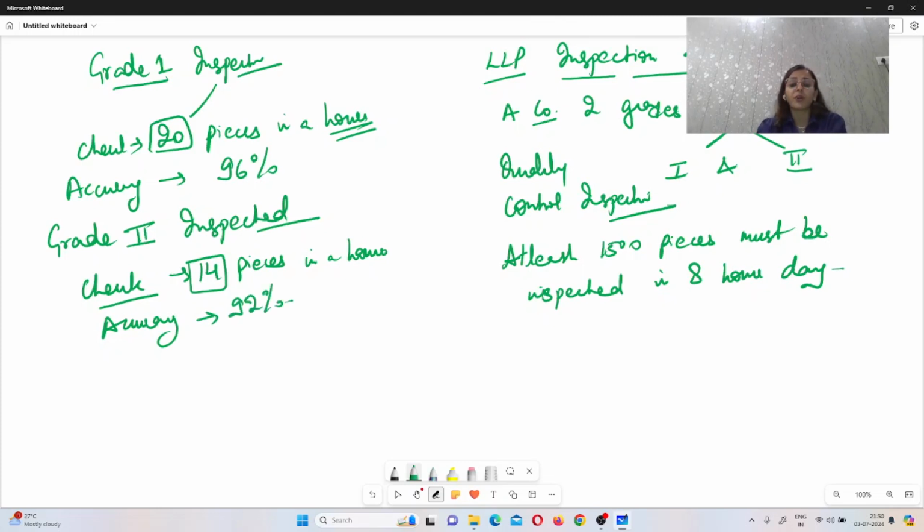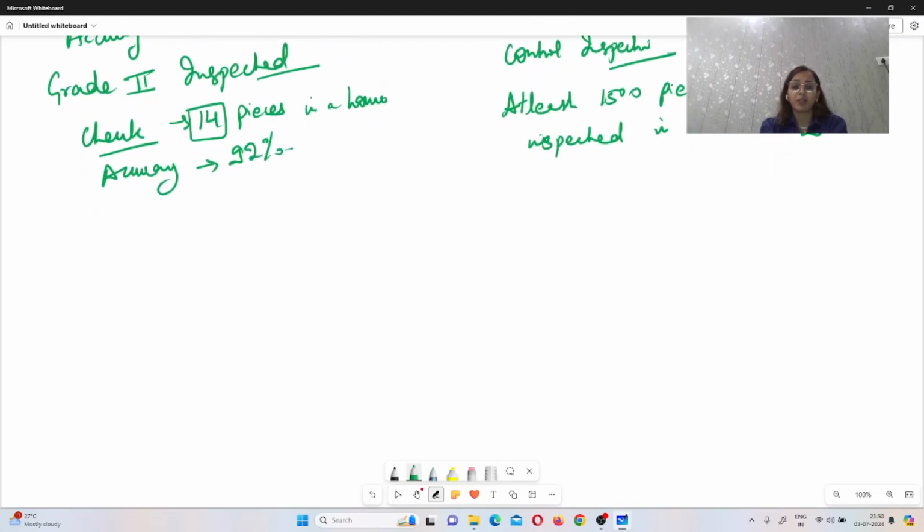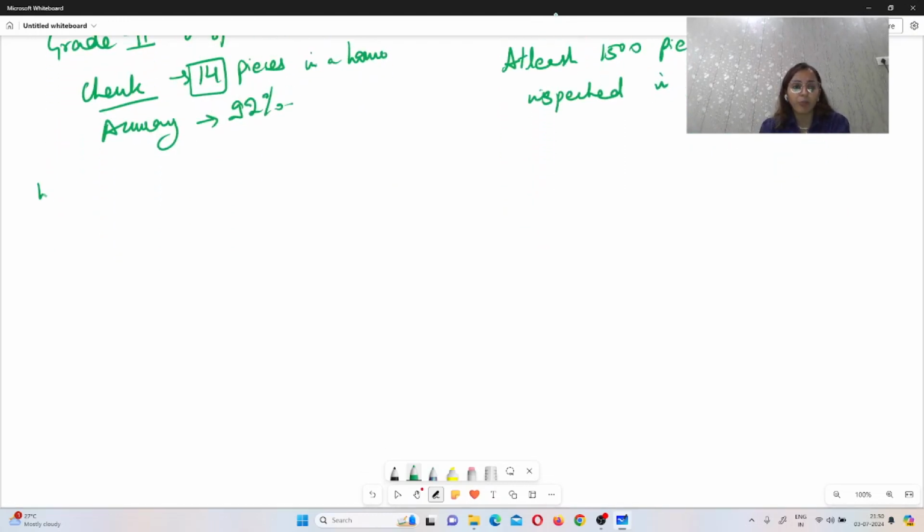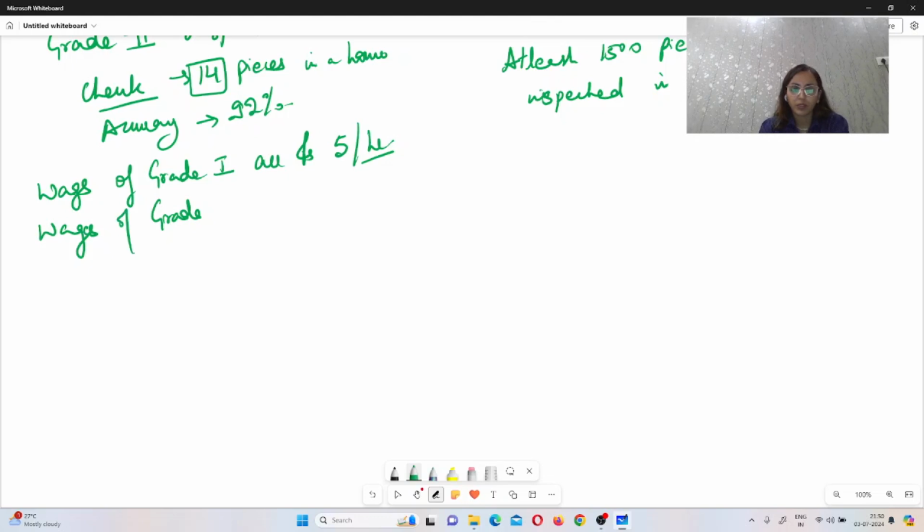Now further, what will be the case in this? We have been given some more information, and only then can we form the equation. The next point is the wages. The wage of a grade 1 inspector is rupees 5 per hour, while for a grade 2 inspector, the inspection cost, or what we have to pay, is only 4 rupees per hour.